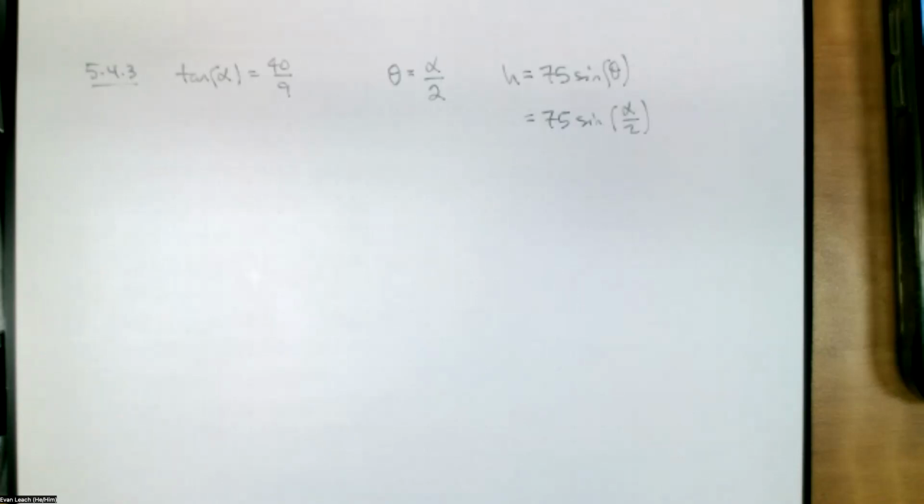Farmer Bill, how high is bin B? The tangent of twice the angle from the ground up to the top of the bin is 40/9.